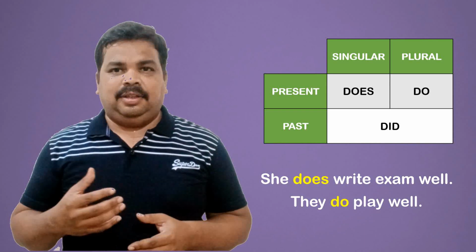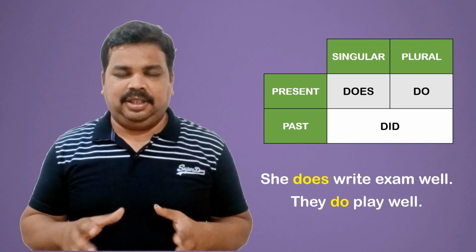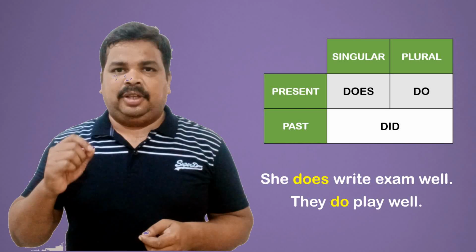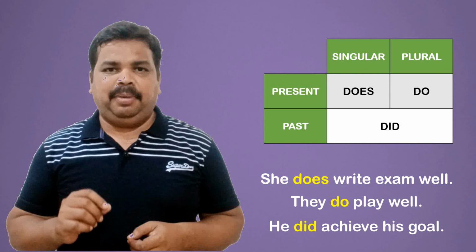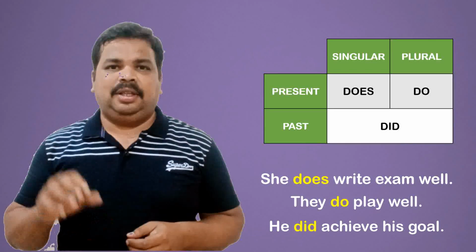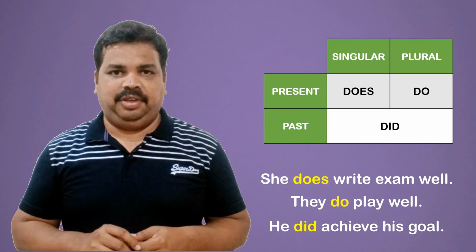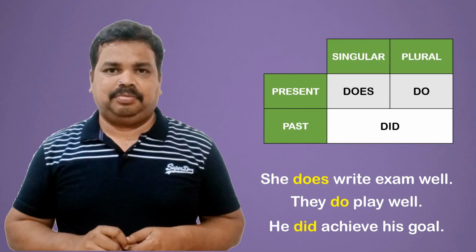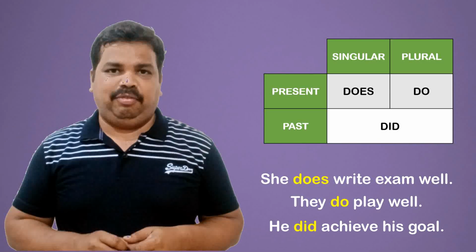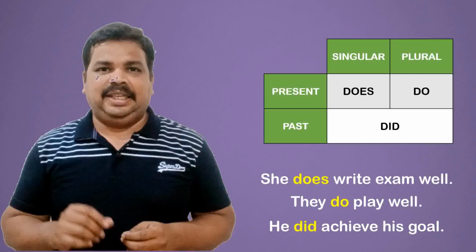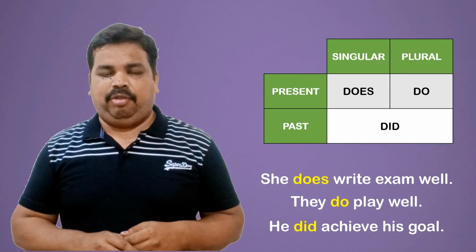These are for present tense. For past tense, the common word is did. Did is used with both. He did achieve his goal. So remember, after did you should always use the present form of the verb, that is the V1 form. He did achieve his goal. Achieve is a V1 form. We should not say he did achieved his goal. So always after did we should use the present form of the verb.